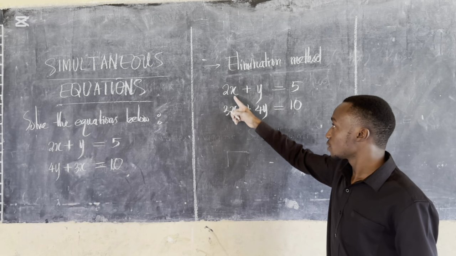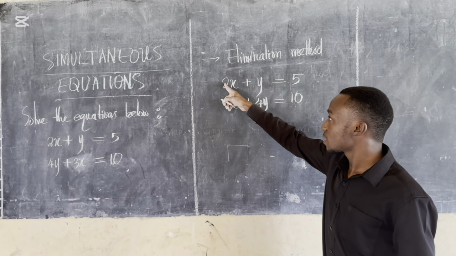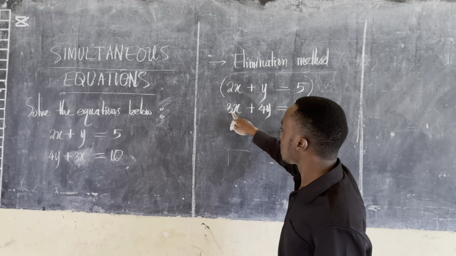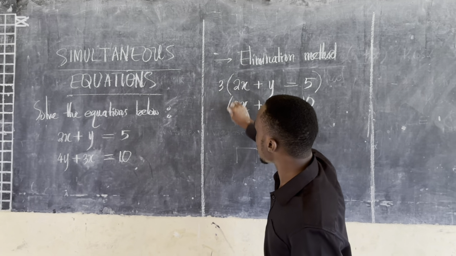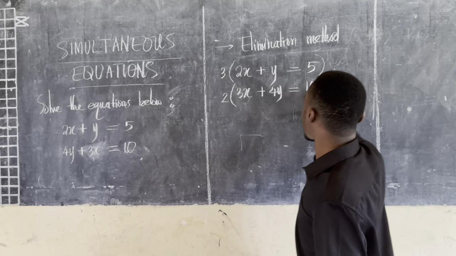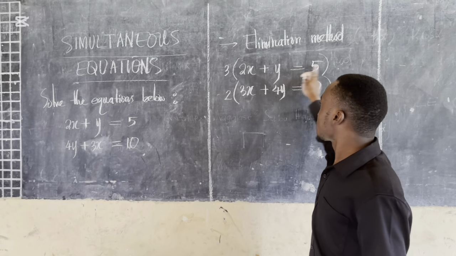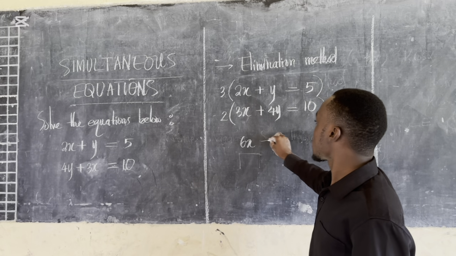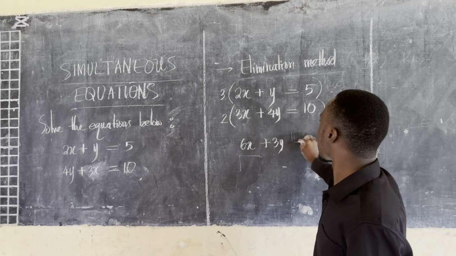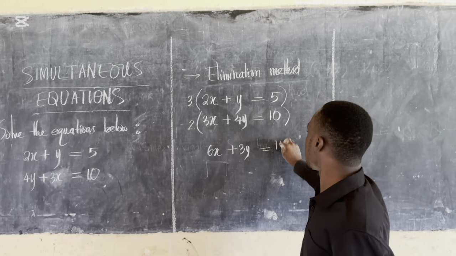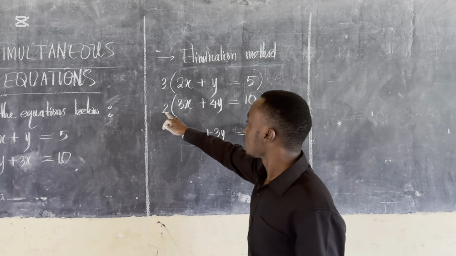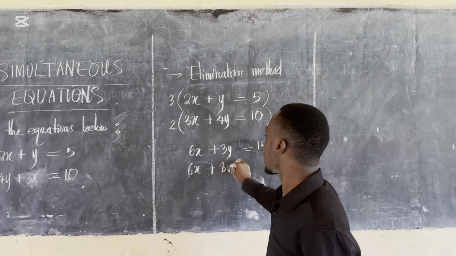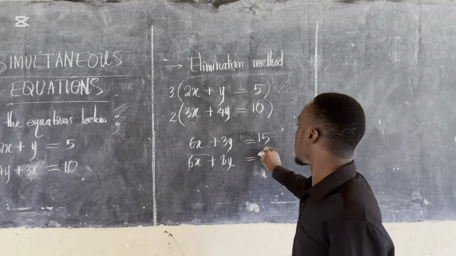I should make sure that the coefficients of a certain variable I'm going to eliminate are equal. For example, this is 2, this is 3. So I'm going to use this 3 to multiply the whole of that equation, and this 2 to multiply the whole of this equation. So this equation becomes 3 times this one, 6x, plus 3y equal to 15. Still the same thing, this becomes 6x plus 8y equal to 20.